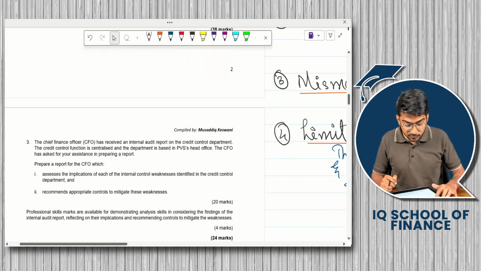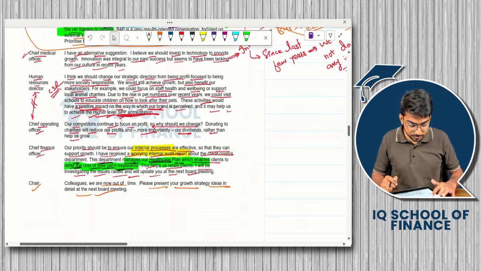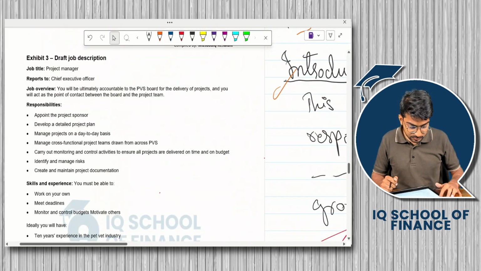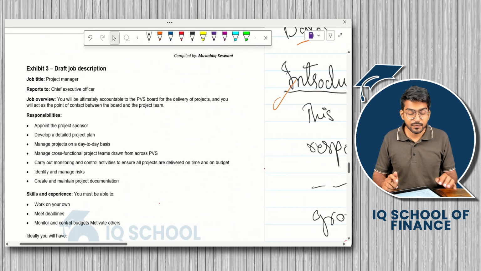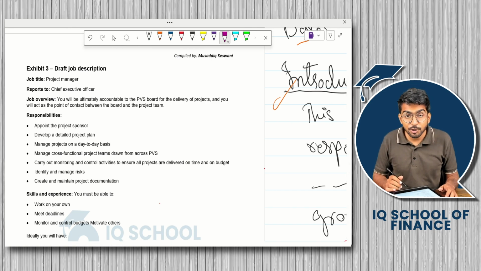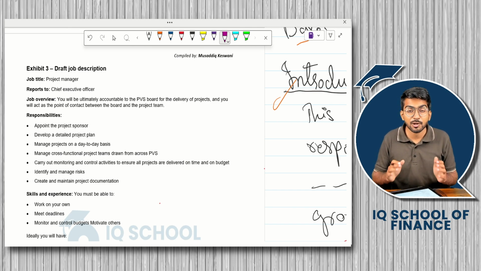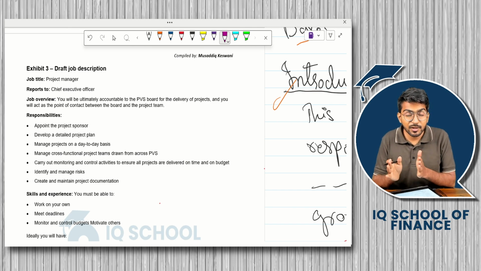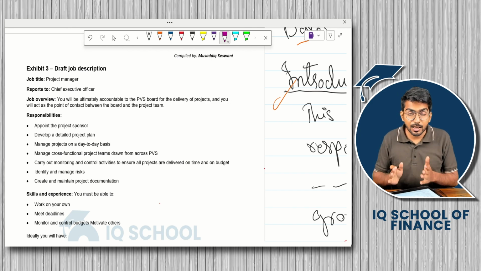So now let's move forward to Exhibit number 3, that is the draft job description. Let's read it, and while reading it, I want you to be very focused, because I will not be giving you time to think about it, since you know very well about project management and its hierarchy. So while reading with me, I want you to identify the mistakes, right?